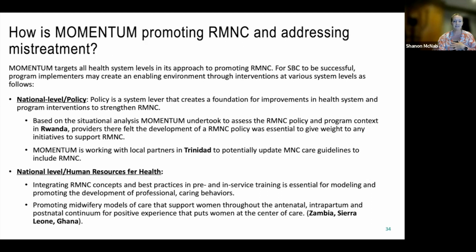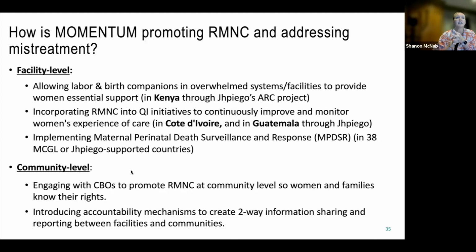Next slide, please. So at the facility level, a lot of work is being done in partnership with JPIGO to integrate some of the interventions that we have a solid evidence base for, such as birth companionship, right? Recognizing these facilities are overwhelmed, how do we provide someone for a woman to be there throughout labor and delivery when possible, and provide her the support that she needs? A very important element here is also the integration.